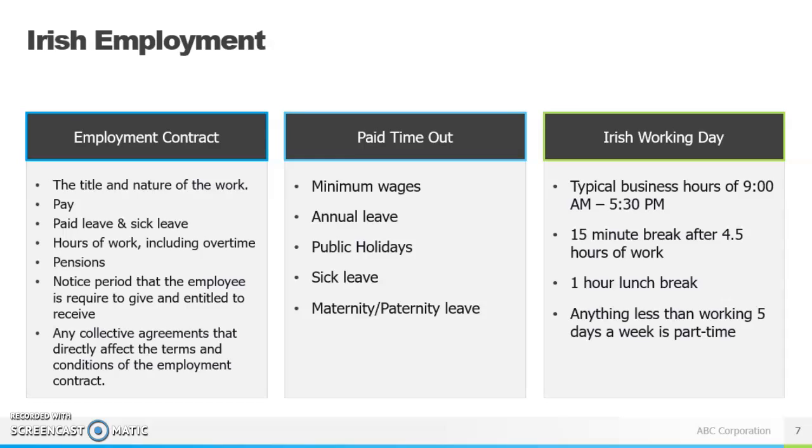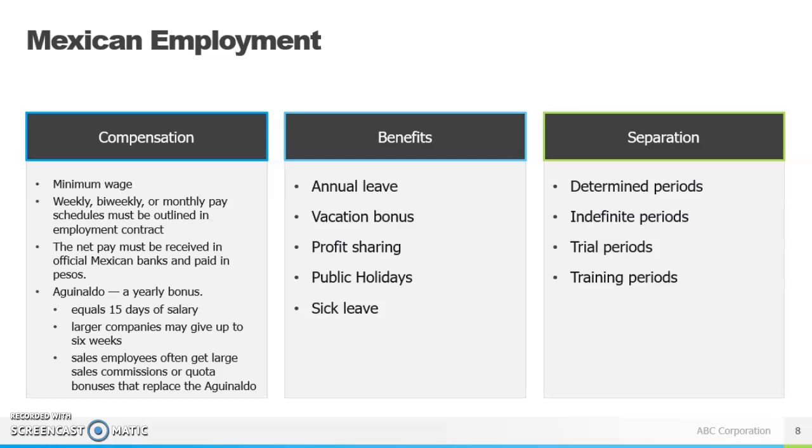Additionally, the typical Irish working day is very similar to the American working day, with business hours from 9 to 5:30 p.m. and breaks that are required. Mexico requires minimum wage compliance, and you can pay employees weekly, bi-weekly, or monthly, depending on what you've outlined in the employment contract. The net pay, which includes salary, cash benefits in kind, and hardship allowances, must be received in official Mexican banks and paid in pesos.